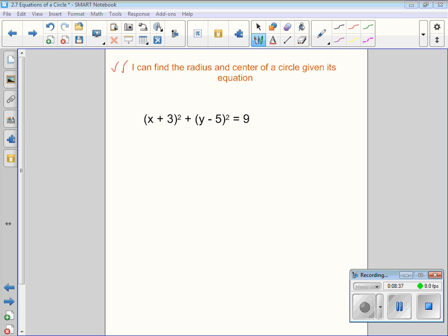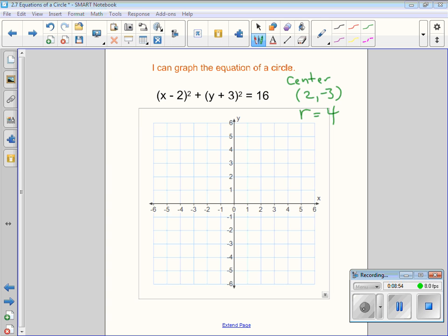All right, once again, now I'm tying it to my I can statement that I gave you, okay? I can find the radius and the center of a circle given its equation. So put me on pause, see if you can do this one really quick. Come back and check it. And there you have it. Next one. All right, let's take a look at, I can graph the equation of a circle.